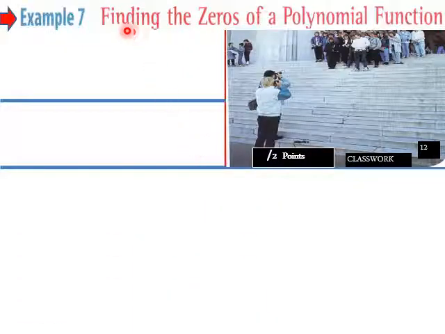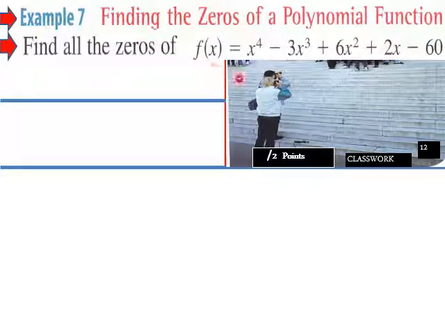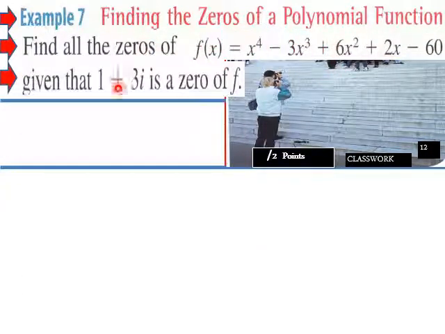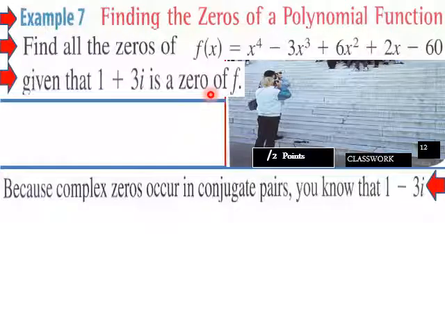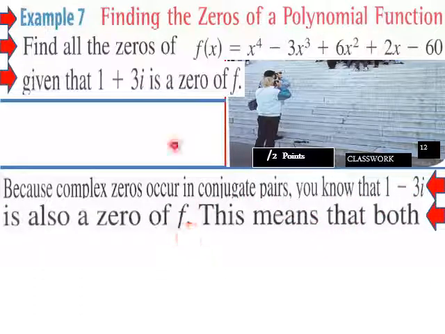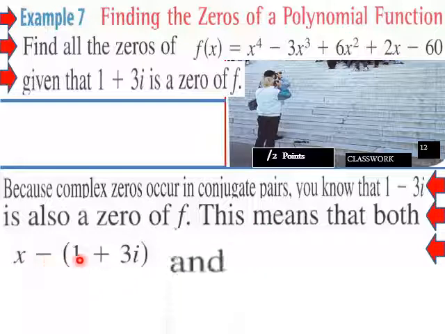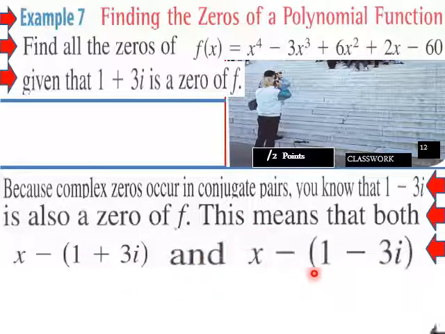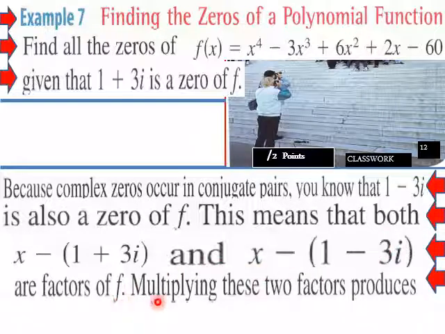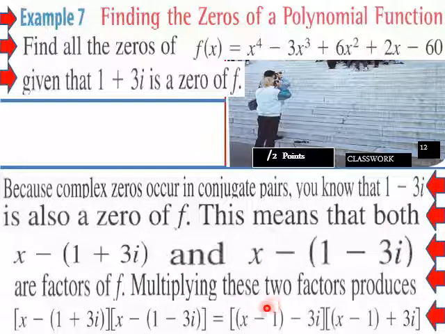Okay, our next example, finding the zeros of a polynomial function. Given that 1 plus 3i is a zero of f, we know complex zeros occur in conjugate pairs. So you know that 1 minus 3i is also a zero of f. This means that both x minus (1 plus 3i) and x minus (1 minus 3i) are factors of f. Multiplying these two factors produces x minus 1 minus 3i times x minus 1 plus 3i.